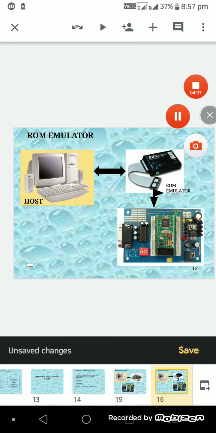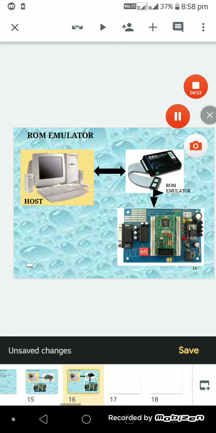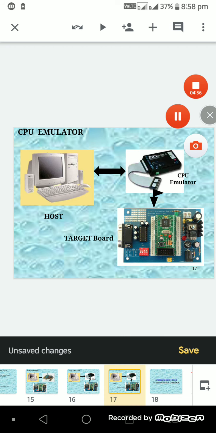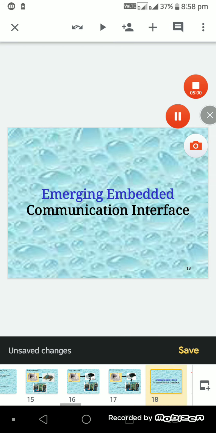See that, next ROM emulators. ROM emulator means the host and the designed board interfaced to this ROM. That means that is a space of memories. Next, this is also a CPU emulator. The host is the target board.